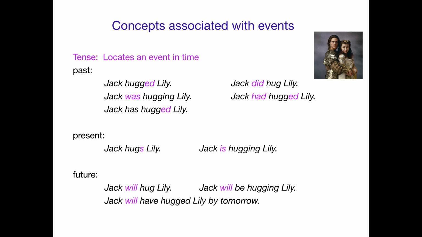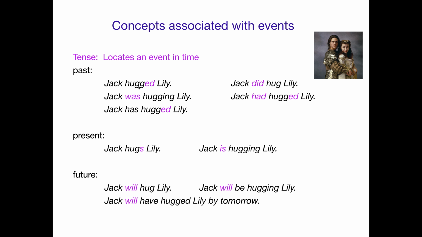So let's talk about one concept that's associated with events, which is tense. What tense does is locate an event in time. That piece of information, that chunk of a word or that separate word, like we see here highlighted in these different examples, which we'll walk through in a minute, is telling you when this event happened from the perspective of the speaker.